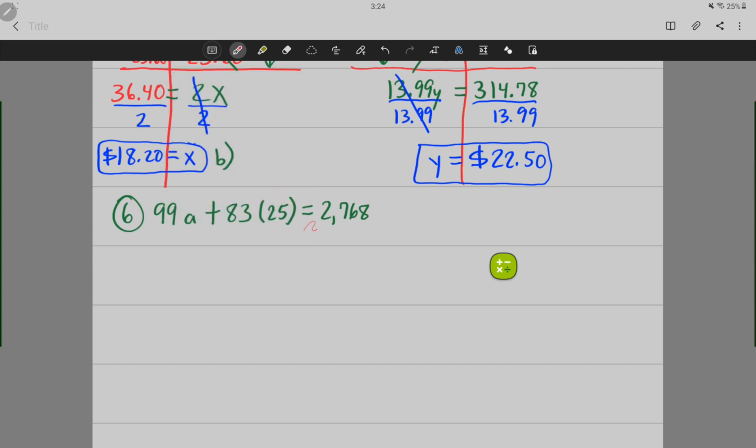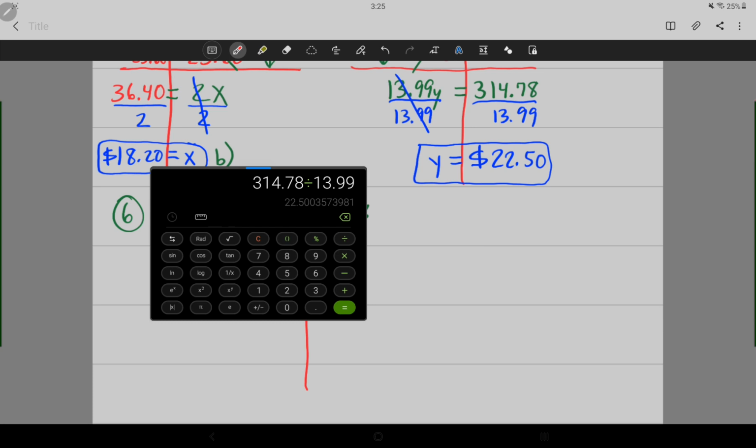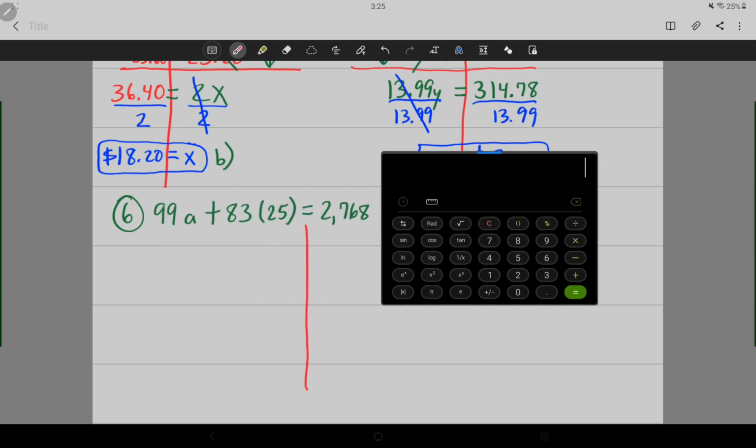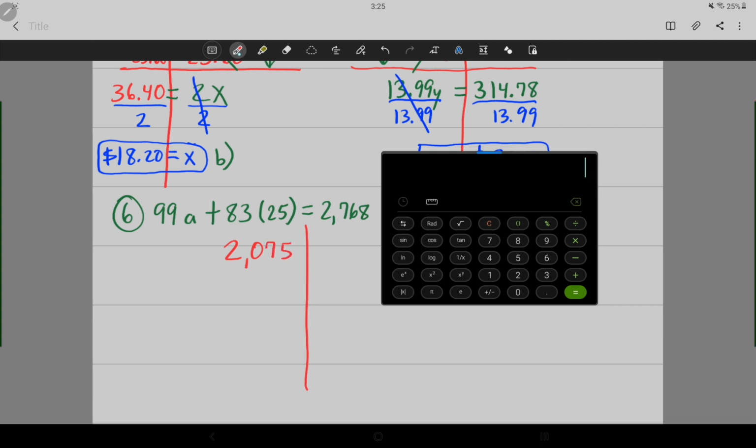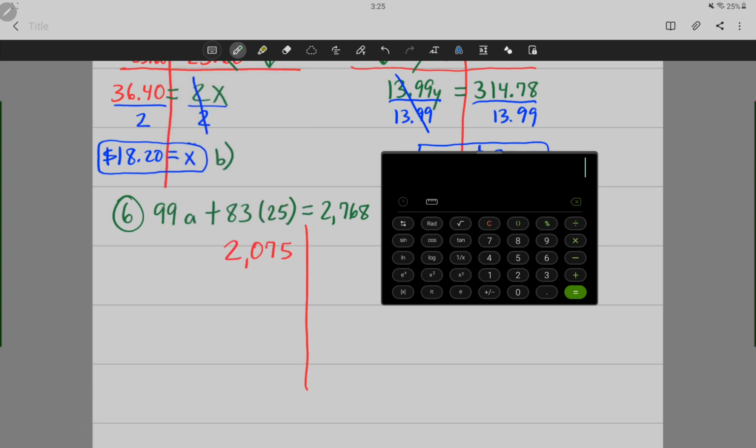Let's solve now. Equal sign, draw the line. Before we do anything, we want to get rid of parentheses. And we remember that parentheses mean to multiply. So we need to multiply $83 times the 25 children that went. So we get $2,075. We're going to bring down everything else that we didn't use. So 99A plus that equals, bring down our total.